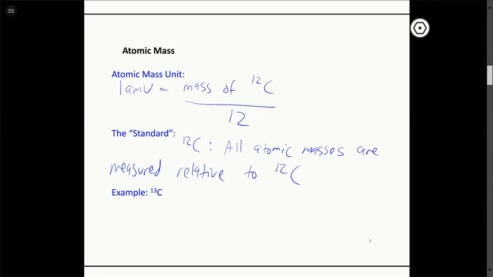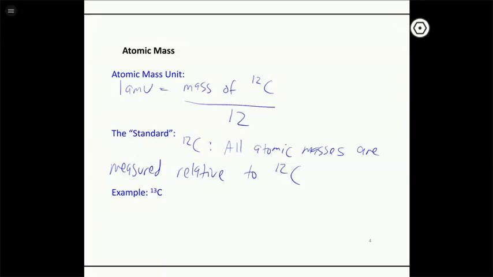One of the reasons for this is that experimentally, there's not really a good way to measure the absolute mass of something, especially if it's something that small, but you can measure relative masses pretty easily. So if you can measure the relative mass and then set it relative to some standard, then you can define all atomic masses on a consistent scale.